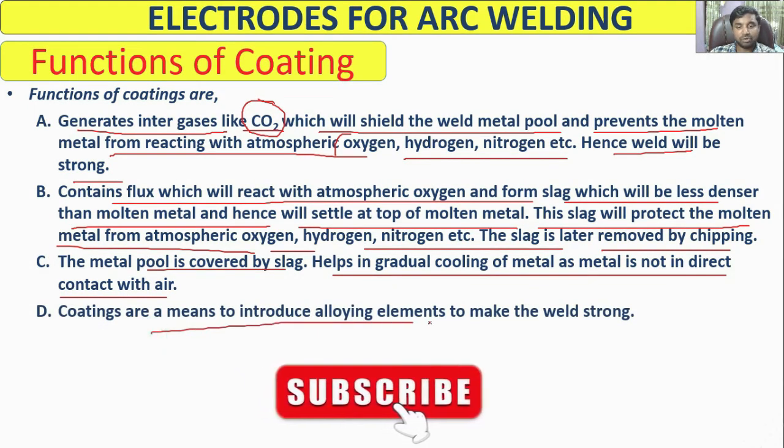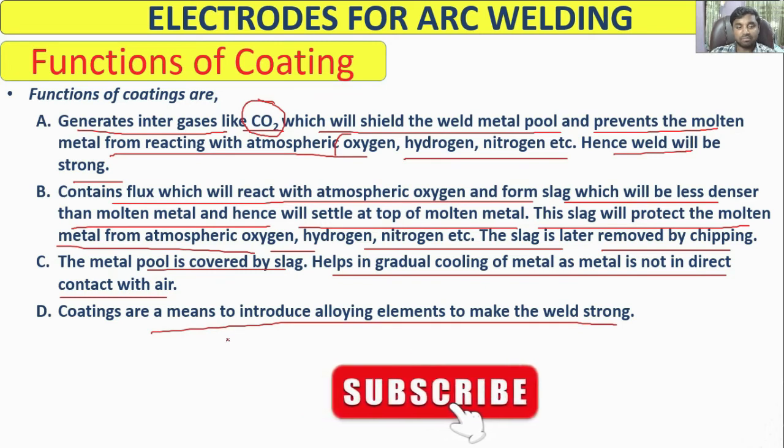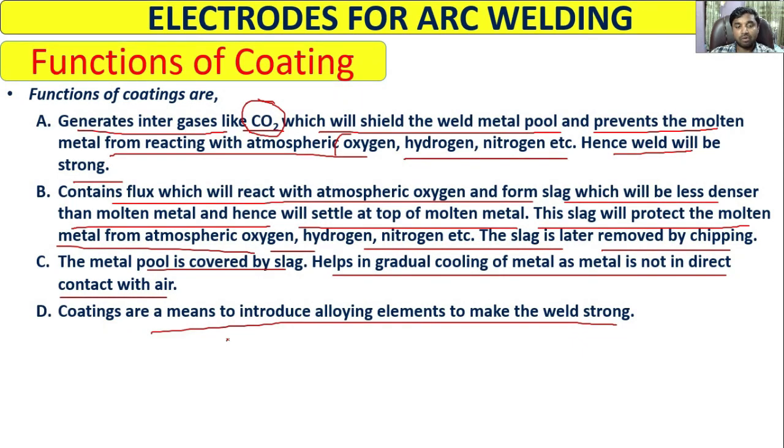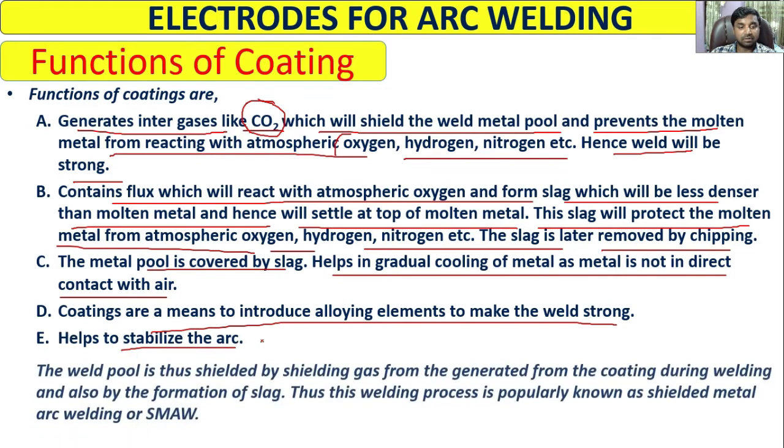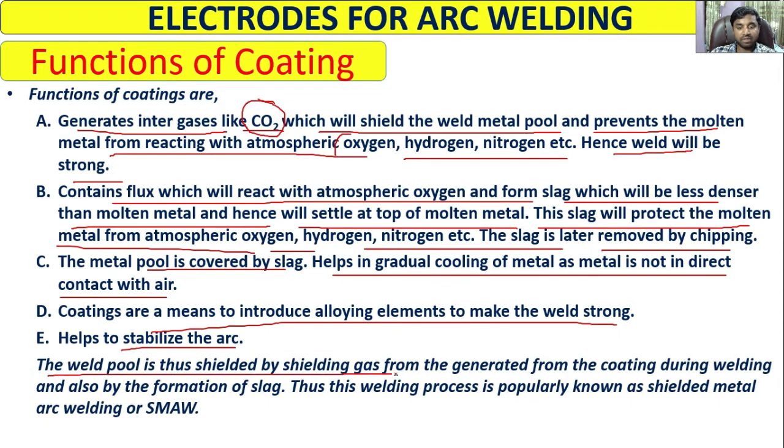Coatings are also a means to introduce alloying elements to make the weld strong, and they help stabilize the arc. So the weld pool is shielded by the shielding gas generated from the coating during welding, and also by the formation of slag. Thus the welding process is popularly known as shielded metal arc welding. That's why it's called shielded metal arc welding, because it is shielded by the CO2 gas.